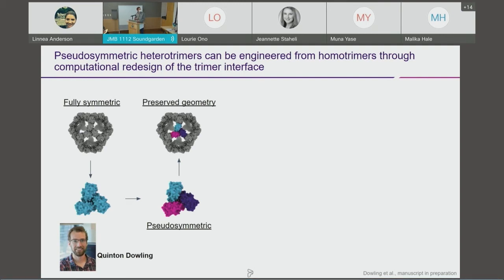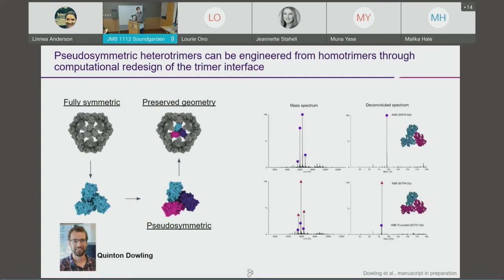So Quentin did this in a homotrimer that we had previously built a nanoparticle out of. And I'll show on the next slide why he did that. It turned out in the end that he wasn't able to get to full ABC. He was able to get to AAB heterotrimers and ABB heterotrimers. And this was confirmed by native mass spec in Vicki Wysocki's group.